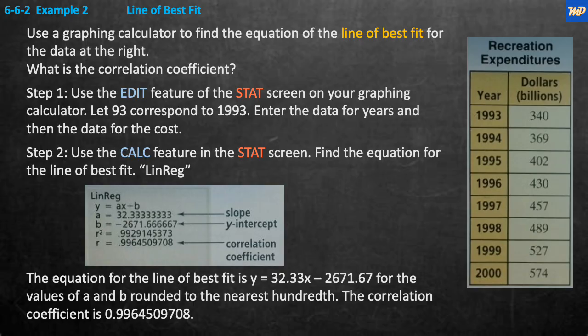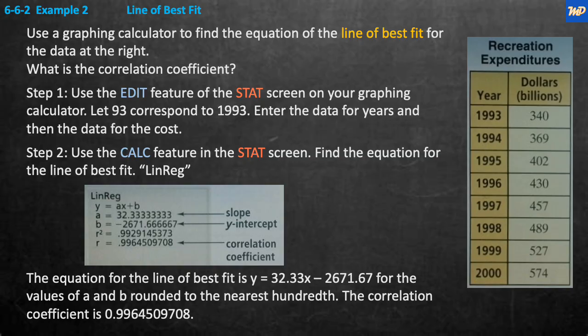Okay, example 2, line of best fit. It says use a graphing calculator to find the equation of the line of best fit for the data at the right, and it also asks what the correlation coefficient is. So how do we do that with the calculator? Well, if we get a TI-84 or 84 Plus, any one of those graphing calculators, we can do this data. The TI-84 is very common. You probably have them yourself or in the school. I know our school has them, and the students all have access to them.